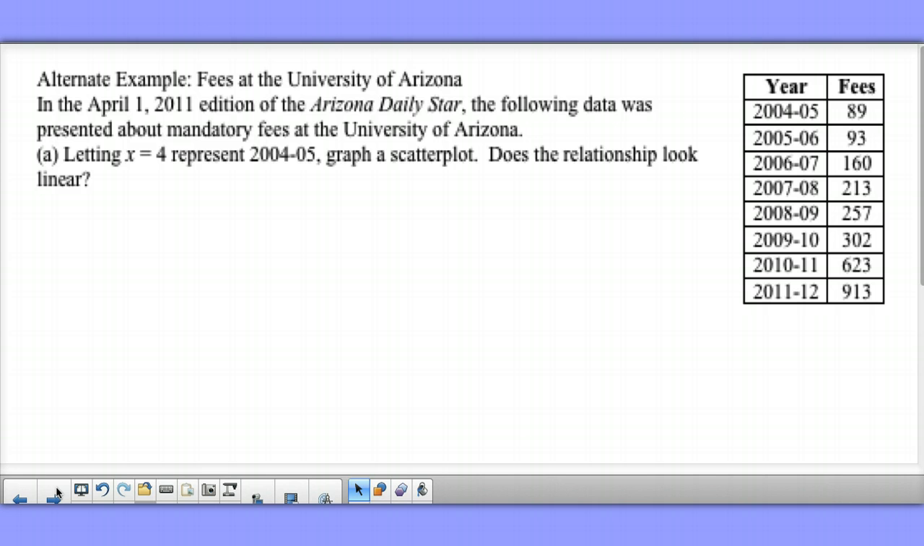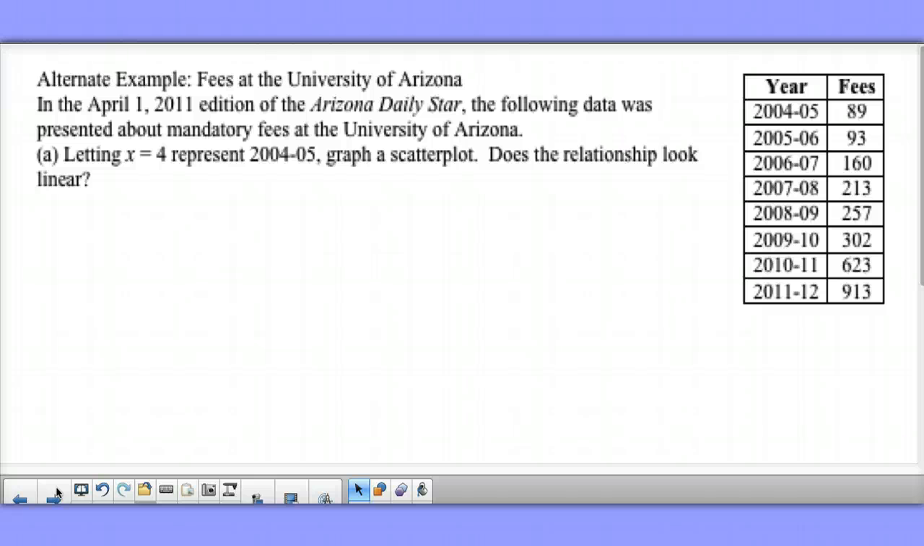Let's take a look at some examples. This is on your handout of notes. We can see that fees at the University of Arizona have been growing, I would say, exponentially. It started off at $89 and now in 2011 it's $913. And what that indicates to me is that they're charging for a lot of extras, like maybe now there's an internet use fee, an athletics facility use fee, all sorts of fees.